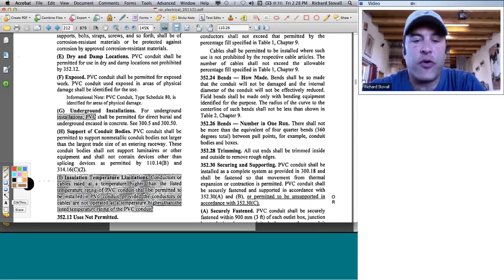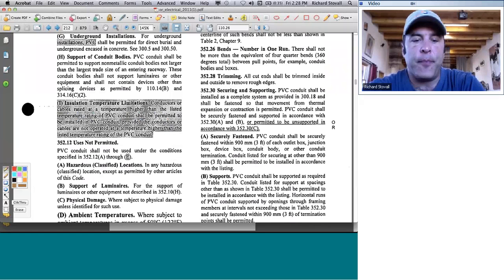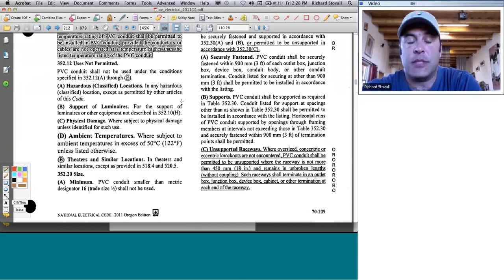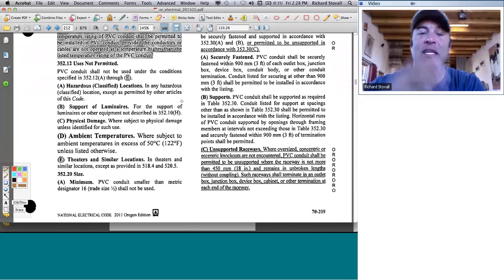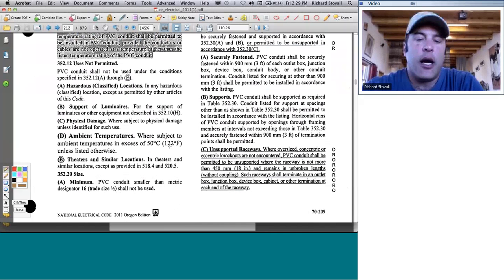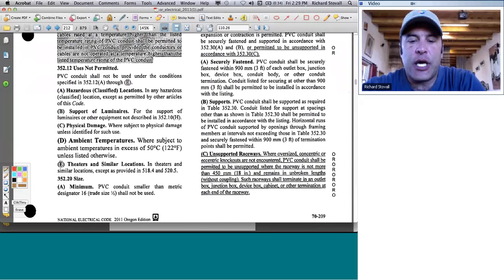Okay. Support of conduit bodies are dictated by another article. Tells you where it cannot be used, okay? So the reason why I'm bringing all this stuff up is, there may be other questions surrounding the use of PVC. Now you know where to find those answers. Indicate the ambient temperatures. Cannot be subject to ambient temperatures in excess of 120 degrees Fahrenheit and cannot be used for less than trade size 1/2 inch, okay?